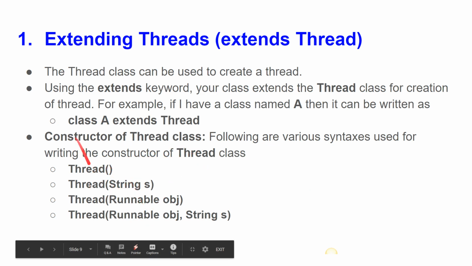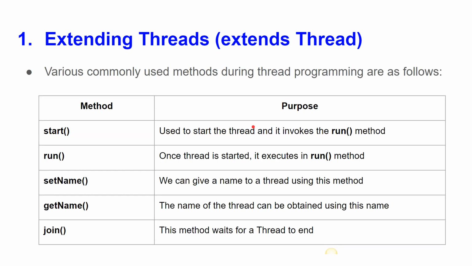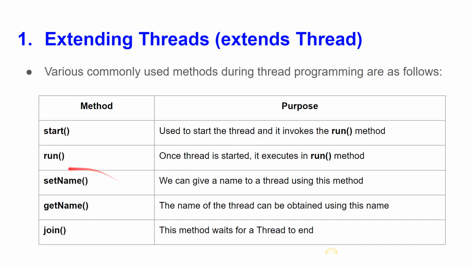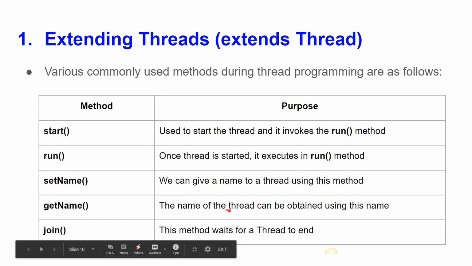Please remember these four. Then the various commonly used methods during thread programming are as follows: start method, run method, setName method, getName method, join method. The start method is used to start the thread and it invokes the run method. Once the thread is started, it invokes the run method. With setName, we can give a name to a thread, and the name of the thread can be obtained using the getName method.